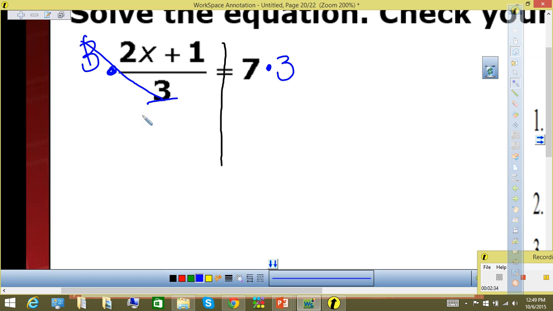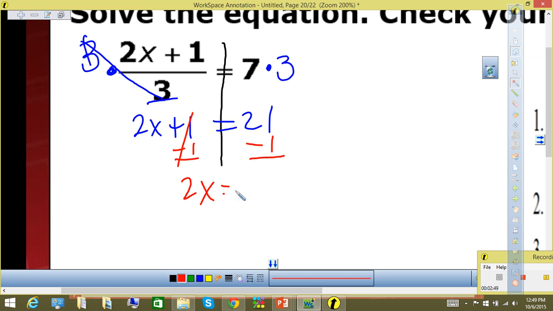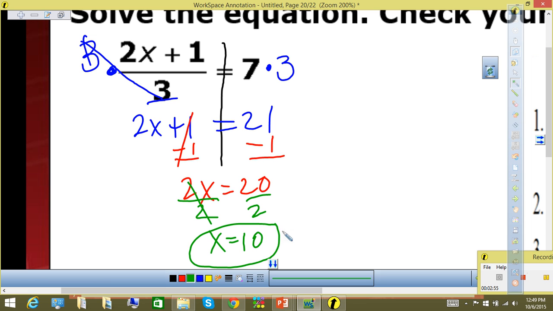We're left with 2x plus 1 equals 21. From there, we start here with addition. What is the inverse? Subtract 1, subtract 1. We're left with 2x equals 20. And what is our last step? Divide by 2. X equals 10. Hands if you got that. Okay? So we got these, right?